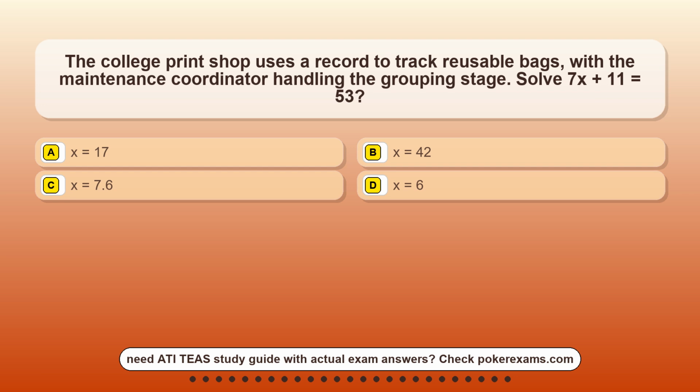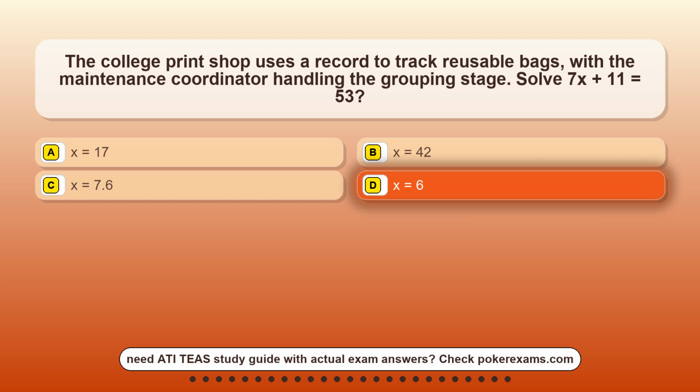Question 5. The college print shop uses a record to track reusable bags, with the maintenance coordinator handling the grouping stage. Solve 7x plus 11 equals 53. Option A, x equals 17. Option B, x equals 42. Option C, x equals 7.6. Option D, x equals 6. The correct answer is option D, x equals 6.